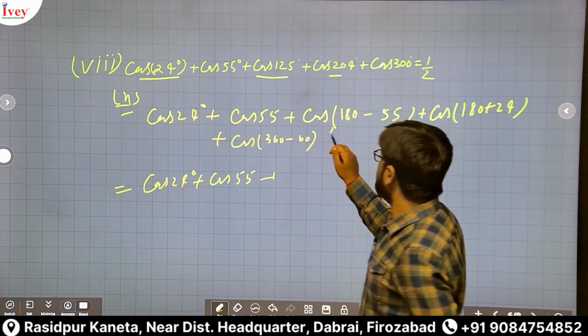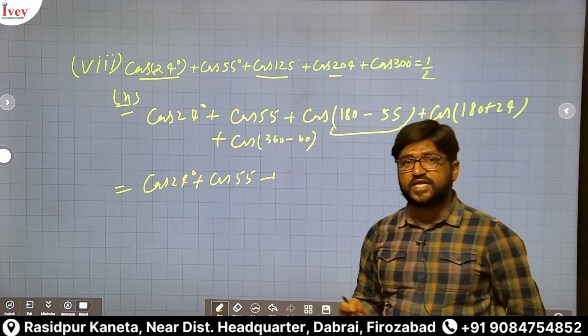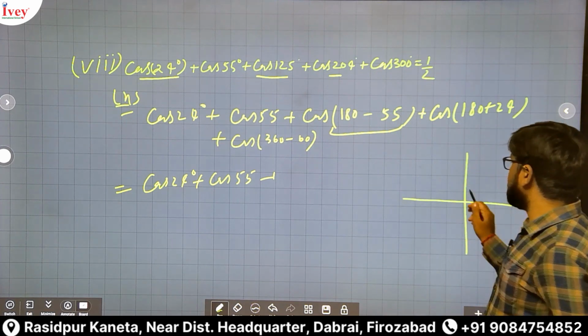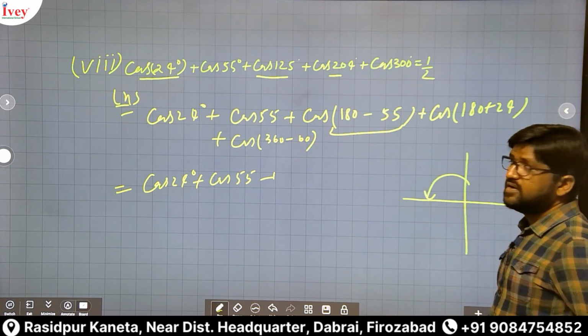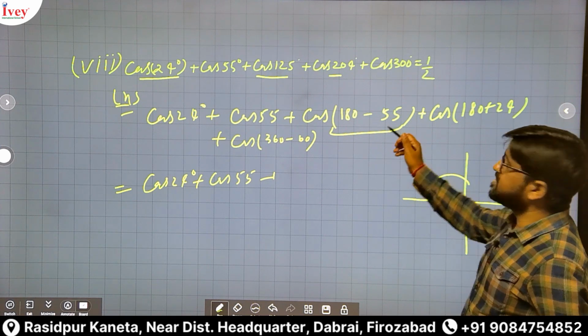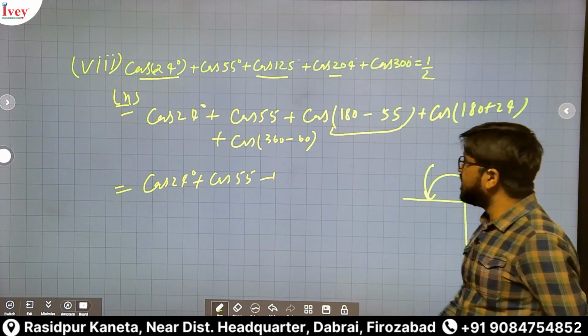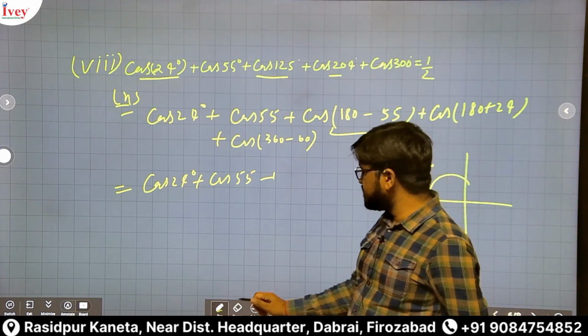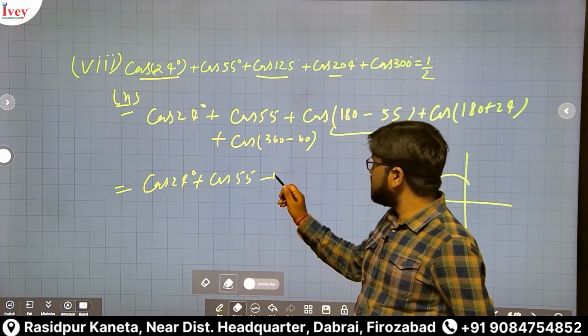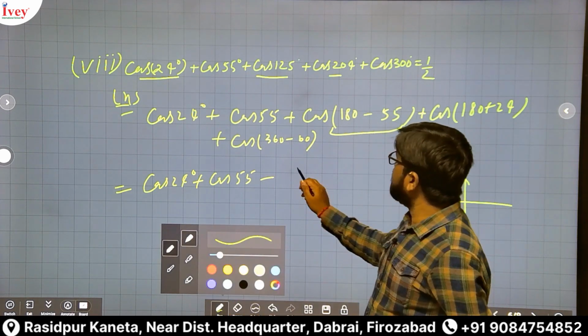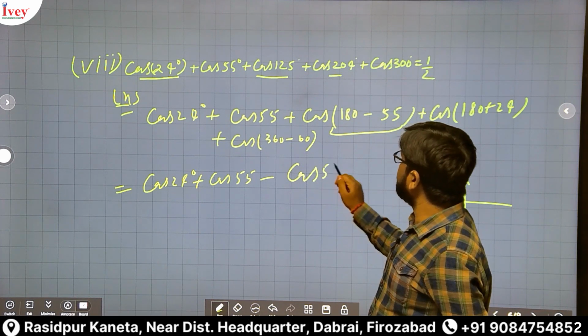Now see here, it is cos(120° − 55°)... 180 is the angle associated with the negative direction of the x-axis, and we are subtracting something from it. We will land on the second quadrant, and in the second quadrant cos is negative, so this is going to be negative. So this will give cos 55 degree.